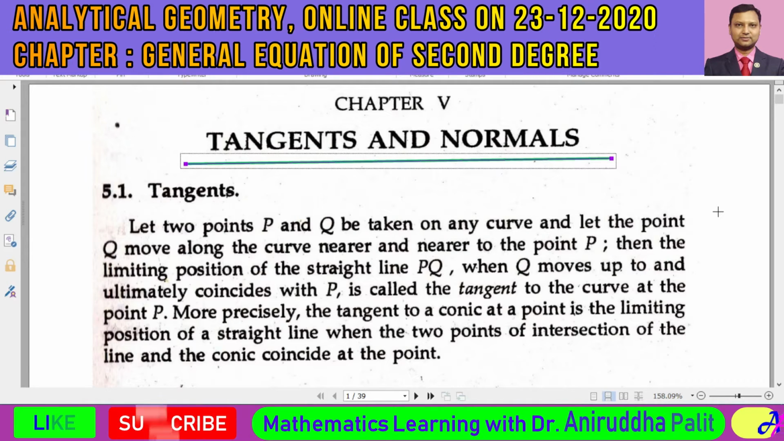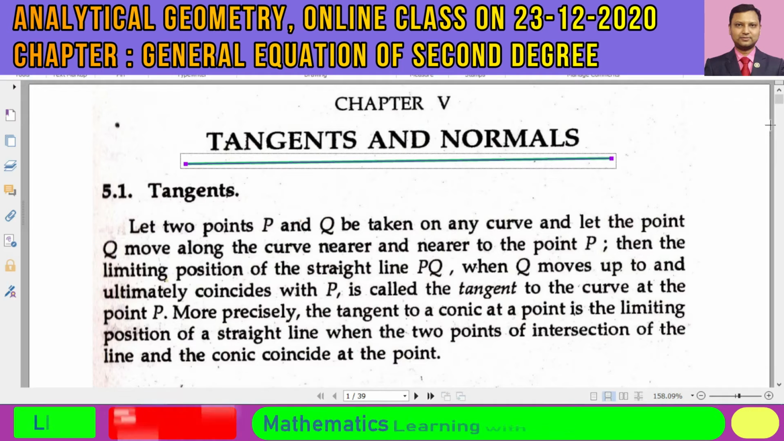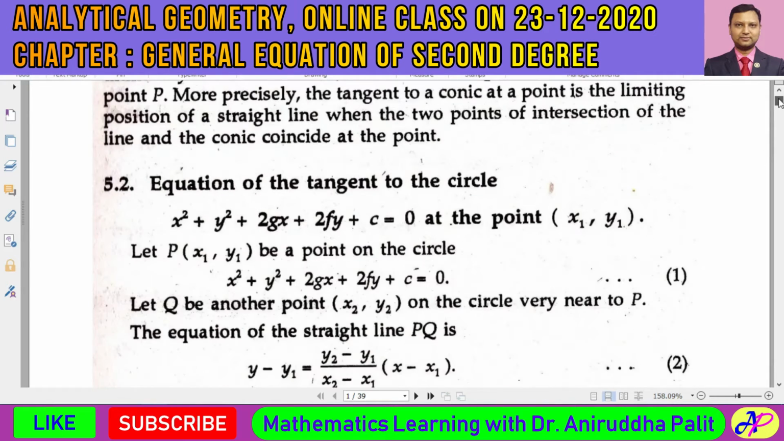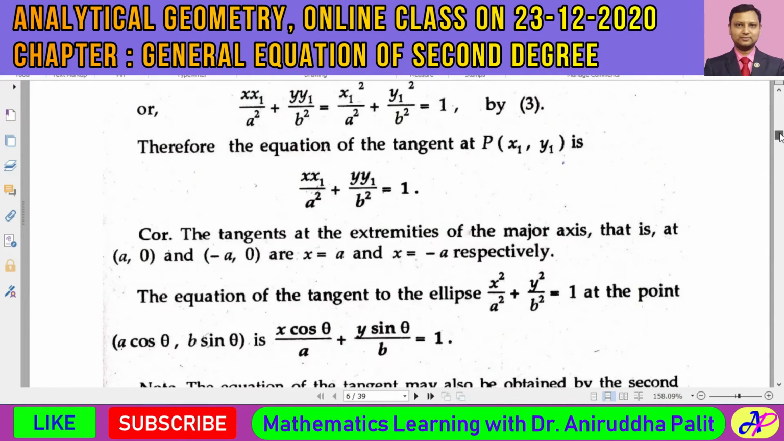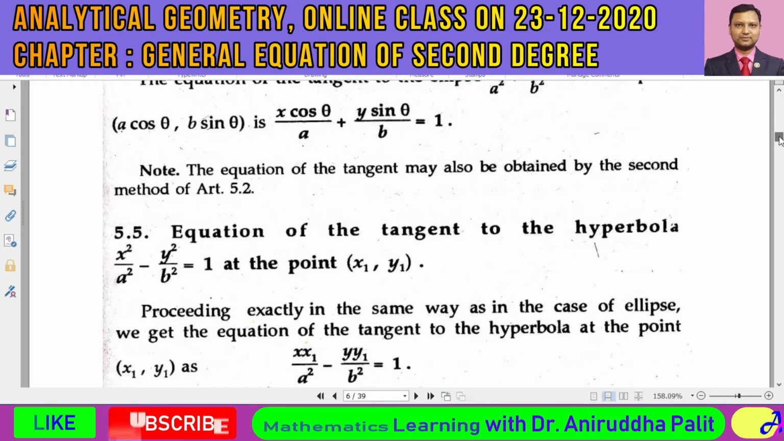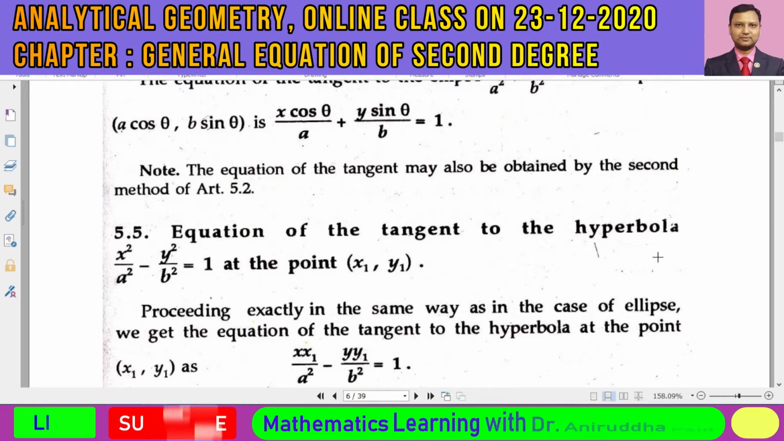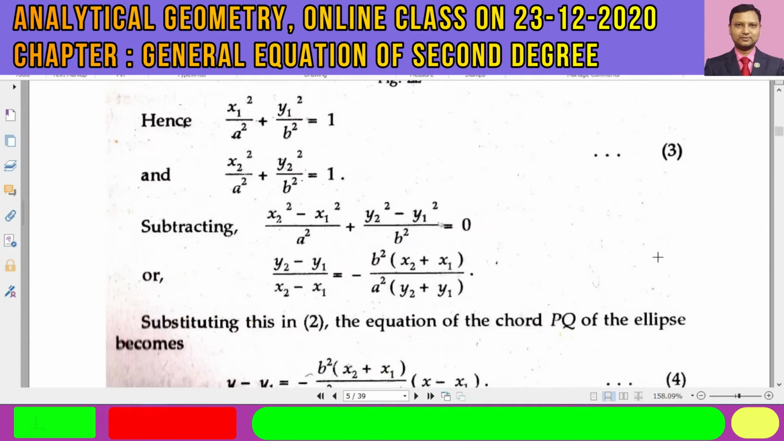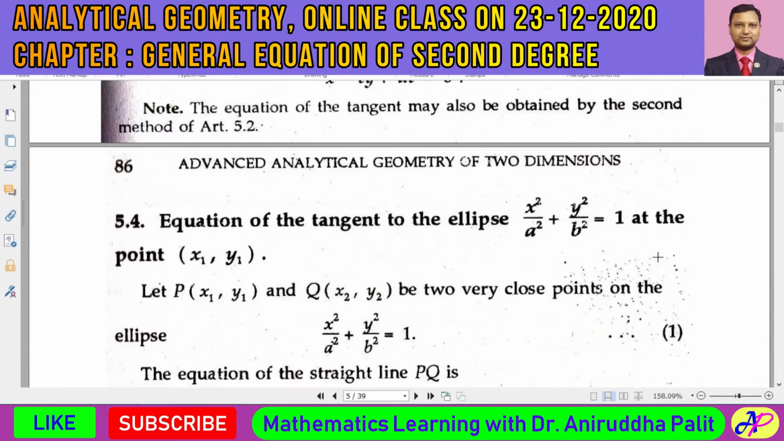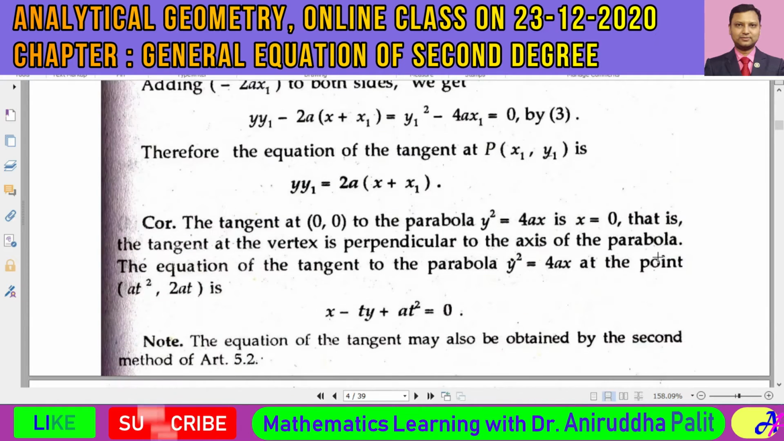Officially it is not included, but because the general equation of second degree is included in your syllabus, some results related to tangent and normal should be discussed over here, as this chapter is not individually included in your syllabus. So I am going through a few results from this chapter.